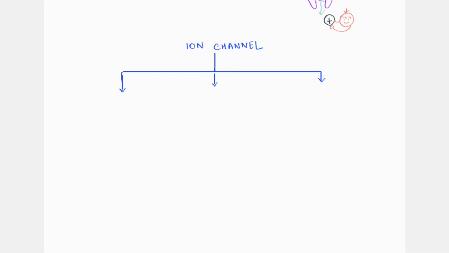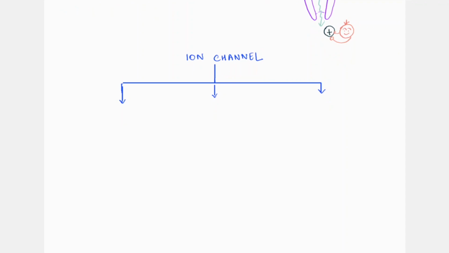Okay. So the first category, which is going to be the most important to us in our present discussion, is voltage gated ion channels, right? Voltage gated. I'll just make a sort of cloud around it to signify its importance.